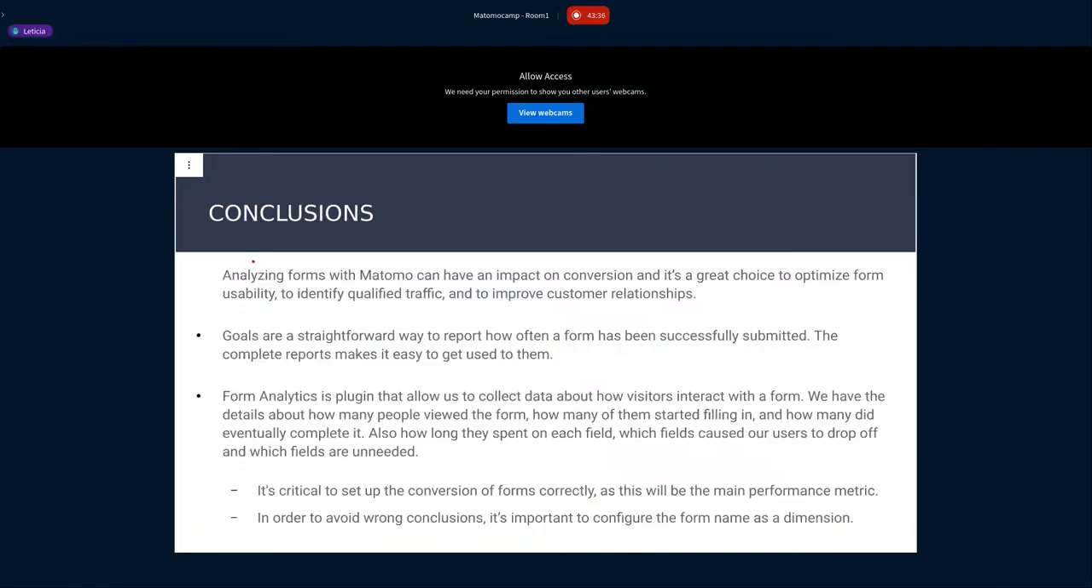We saw during these minutes that yes, we can use Matomo to analyze forms, and that we can have a lot of detail. We can improve the usability, we can identify qualified traffic, and we can improve customer relationships. If you have any doubt about these two methods, the goals or the functionalities plugin, we can discuss it. As you can see, this is a critical functionality, and we need to measure and analyze all the detail to improve our conversions.